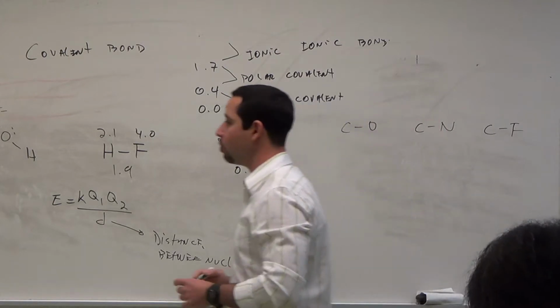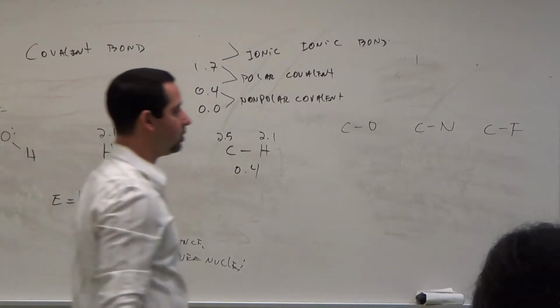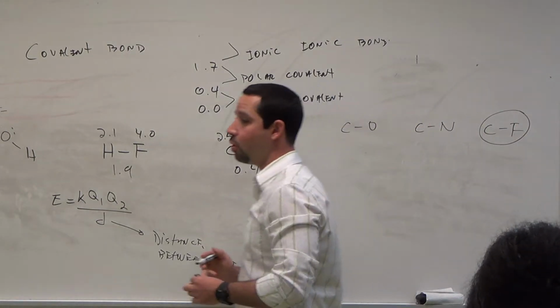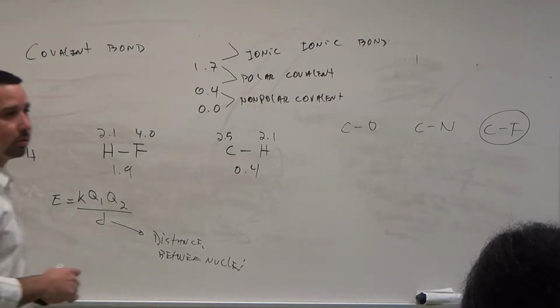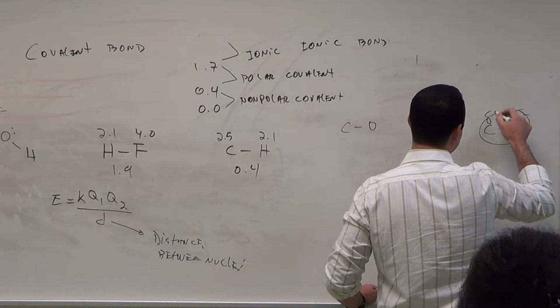Which of those bonds is more polar? And you do not need a periodic table for that. You don't need the numbers for the electronegativity for that. Which bond is more polar? Well, polar is fluorine. C-F, okay? Because F is more towards that side of the periodic table. This bond is more polar. Which one is delta negative and which one is delta positive? Fluorine is delta negative and this is delta positive.